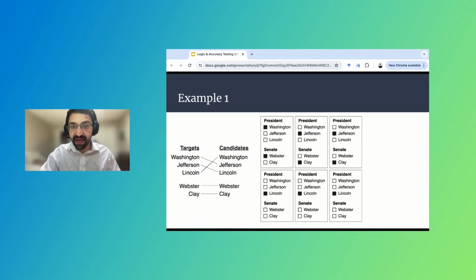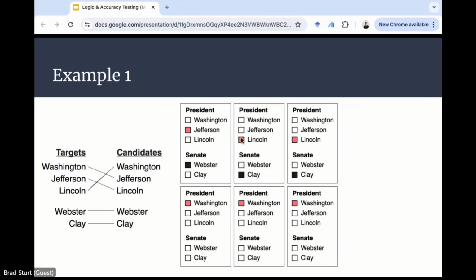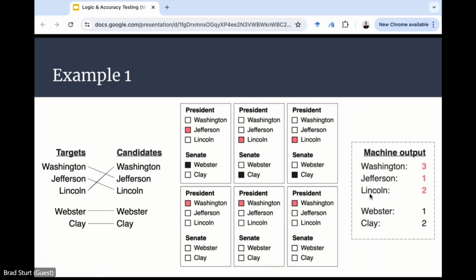So I'm just going to flip back and forth a couple times. You see here that the original vote for Washington was interpreted by the machine as a vote for Jefferson. The 2 for Jefferson are interpreted as votes for Lincoln. The 3 for Lincoln at the bottom are interpreted as votes for Washington. Given that interpretation, the machine would output these vote totals.